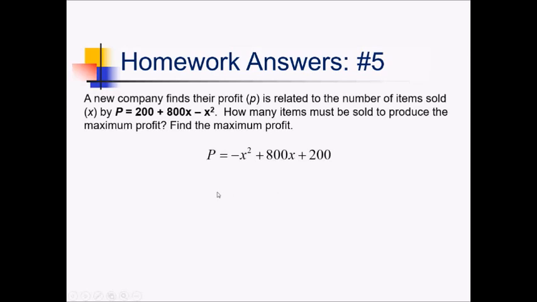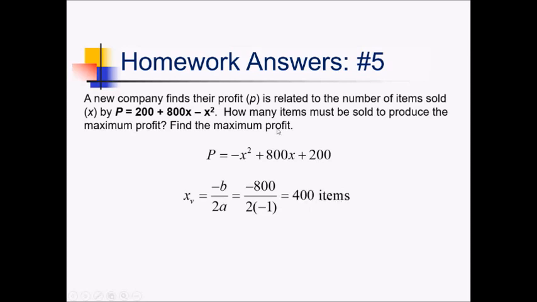So now our vertex, our xv, is going to be negative b over 2a. So that's going to be negative 800 over 2 times the negative 1 here next to the x squared. That's negative 800 over negative 2, which is positive 400. So 400 is going to be the number of items sold that will maximize our profit.